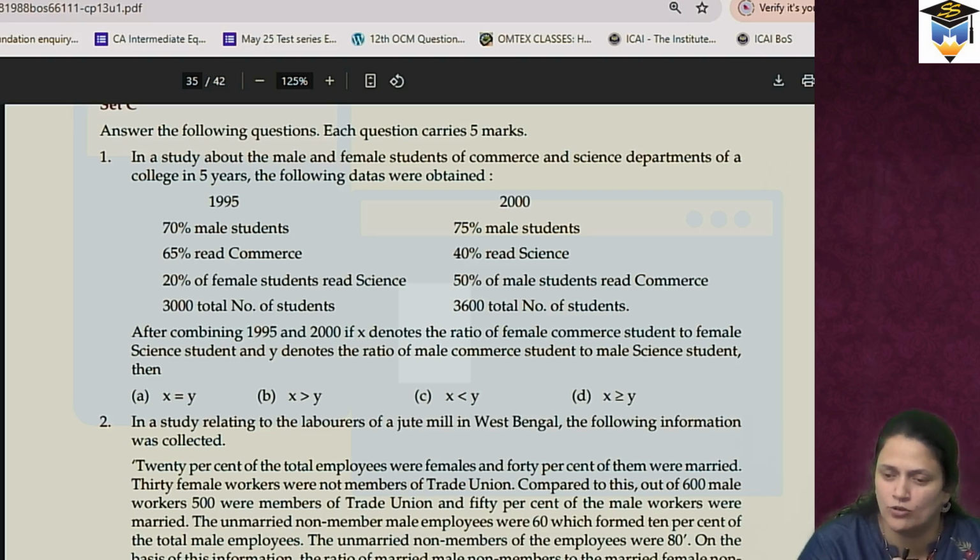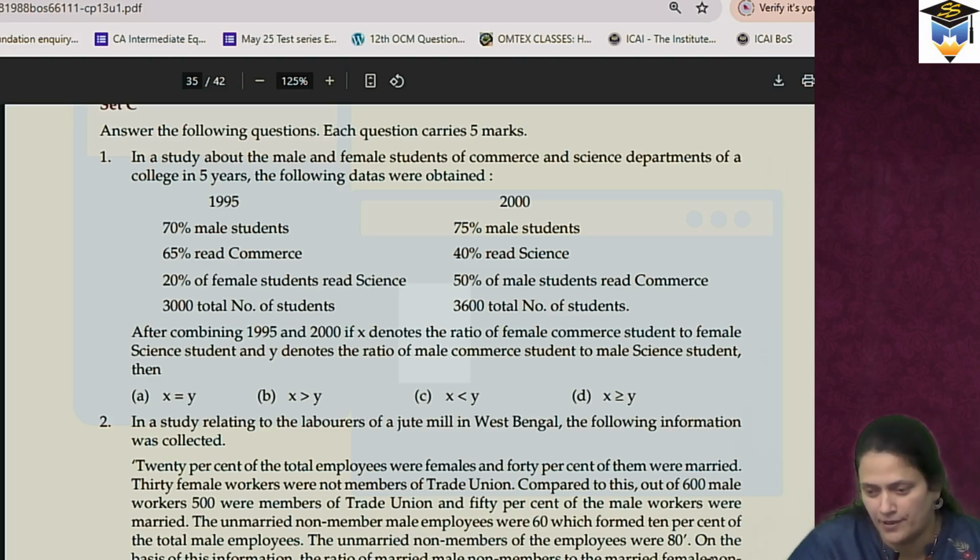Let us only solve question number 1 today. In a study about the male and female students of commerce and science departments of a college in 5 years, the following data were obtained. 1995: 70% male students, 65% read commerce, 20% of female students read science, 3000 is the total number of students. In 2000: 75% male students, 40% read science, 50% of male students read commerce, and 3600 is the total number of students.